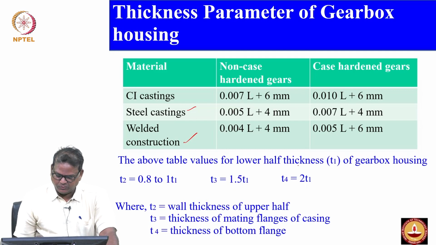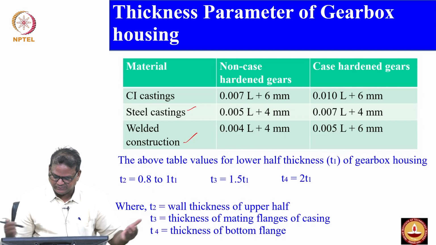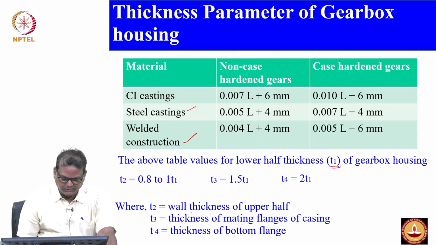The above table is for the lower half thickness of the gearbox. That is what I said: the bottom thickness T1, and within that, T2 is the wall thickness of the upper half, T3 is the thickness of the mating flanges of the casing, and T4 is the thickness of the bottom flange. Look at this, what is happening.